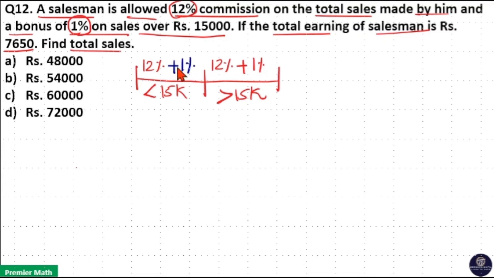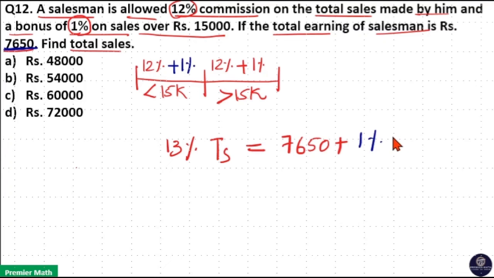Now if I add 1% of 15,000 here, I should add the same to 7,650 as well. Now I will equalize it. That is, total 13% commission for total sales is equal to 7,650 plus I will add the 1% of 15,000 here, because that is included in this 13% as well, because I added it here in the less than 15,000 section.